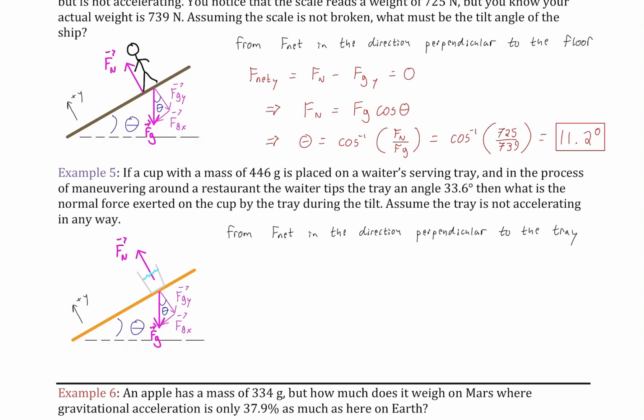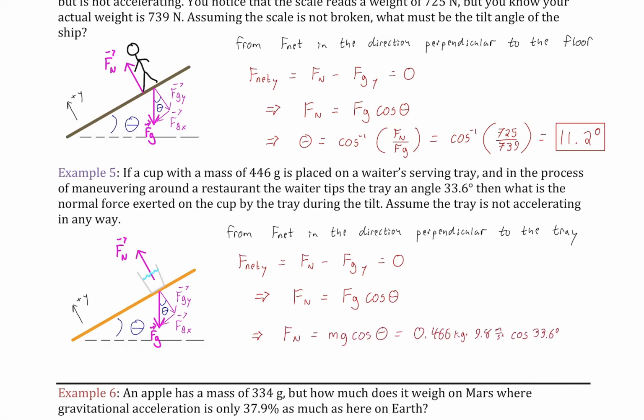So we care about F net in the perpendicular direction relative to the tray. Set up the same sum of forces. F net y is Fn minus Fgy, equals 0 because the tray is not accelerating. Maybe I should have made it accelerating, that'd be more interesting. Then Fn just equals Fg cosine theta. Plug in our values here. We don't even have to isolate theta. It's just ready to go. Plug in the mass of our cup, gravitational acceleration, and cosine of 33.6, and we get that it weighs 3.8.